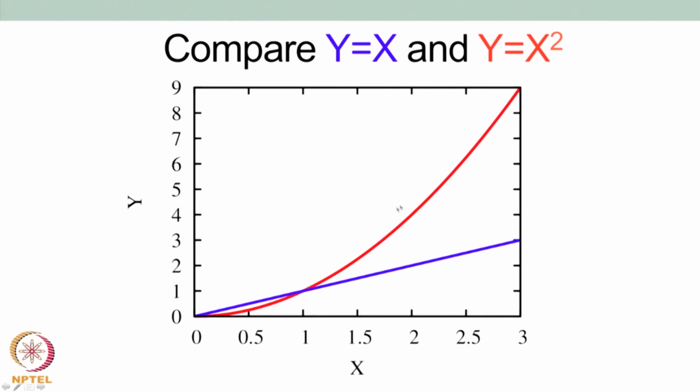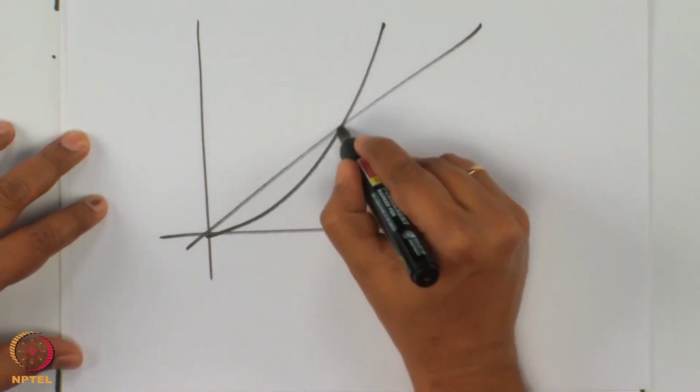But above 1, x square is much larger than x. As x goes to 2, 3, 4 and so on, x square will have much larger value compared to x. But when x is 0.5, 0.5 square is 0.25, which is smaller than 0.5. So, this is important to note that y is equal to x square is smaller when x is less than 1, which you can appreciate when you have y is equal to x and y is equal to x square at 1.